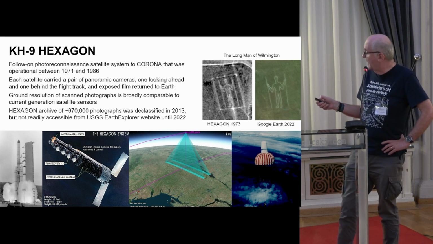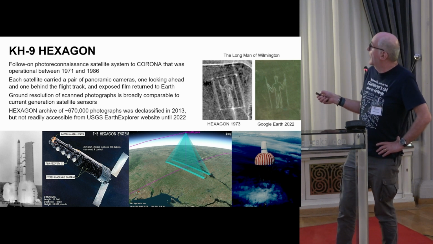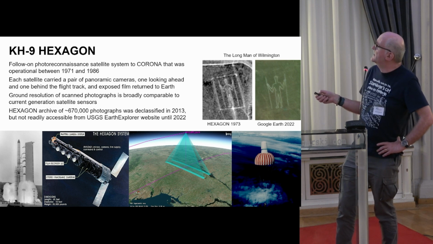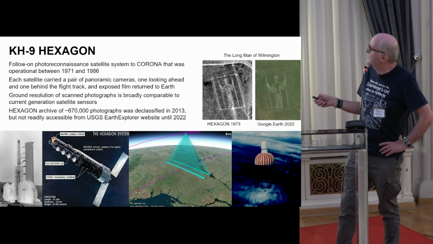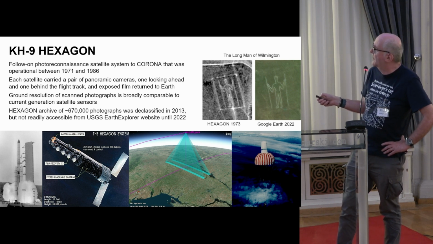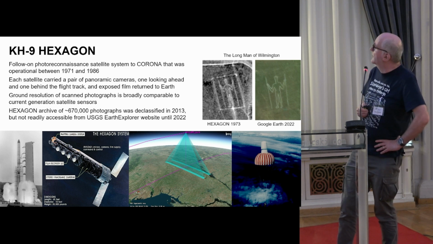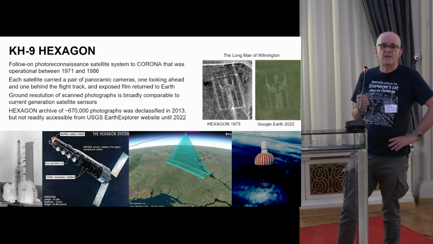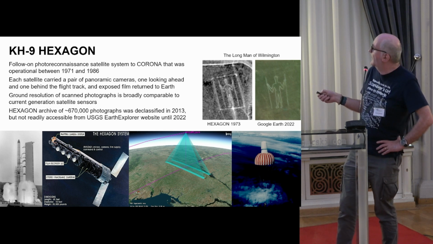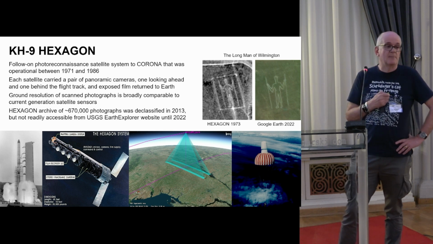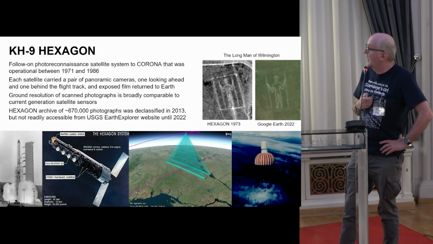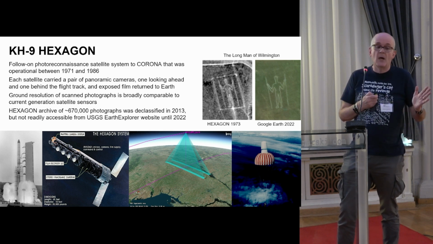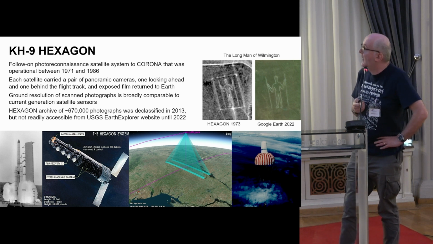So here's an example from East Sussex, I think it is, in southern England. This is a chalk figure on the downlands, the Long Man of Wilmington. So in 1973, Hexagon was giving this product, compared with Google Earth satellite imagery from a year ago. So it's a good high quality product.